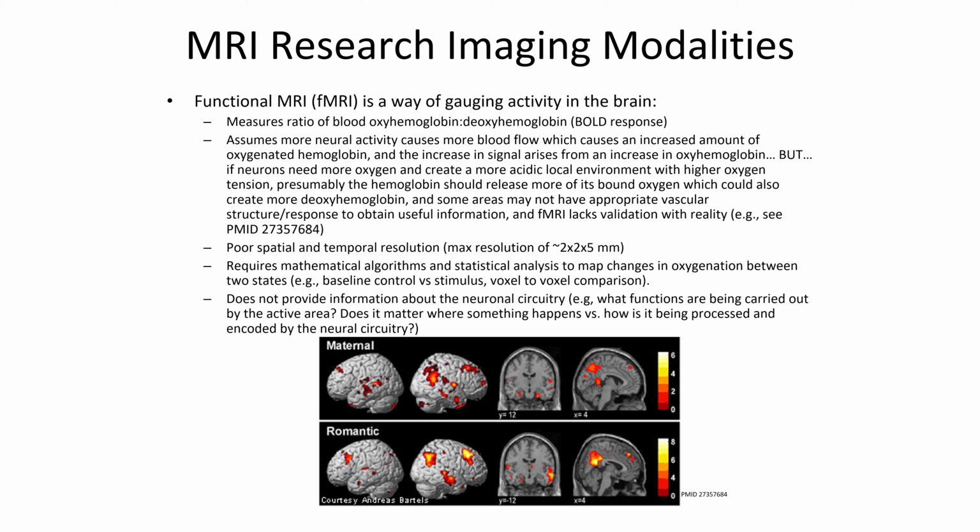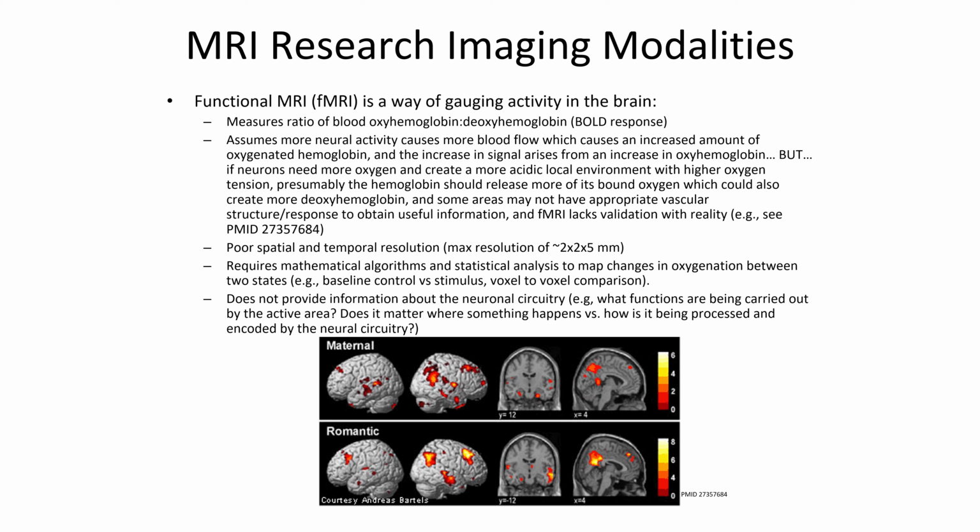But you have to consider some caveats. If neurons need more oxygen and create a more acidic local environment with higher oxygen tension, presumably the hemoglobin should release more of its bound oxygen, which could also create more deoxyhemoglobin. And some areas may not actually have this tightly coordinated vascular response to neural activity. And there may be some lack of validation of fMRI with reality.